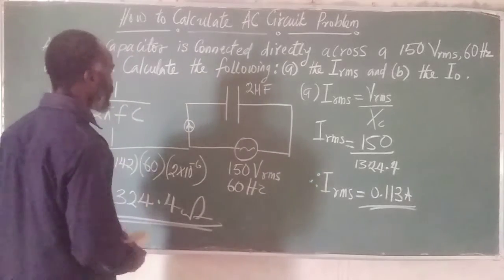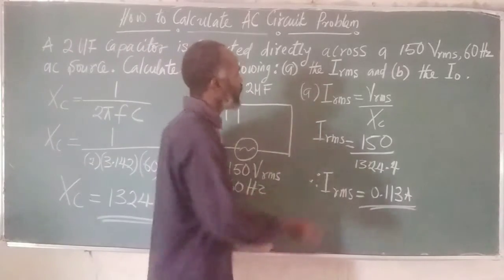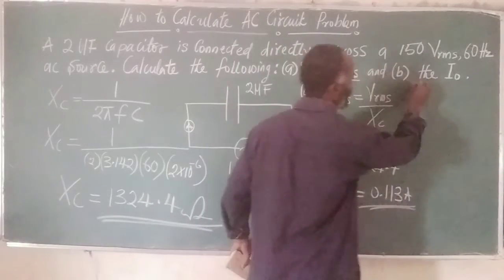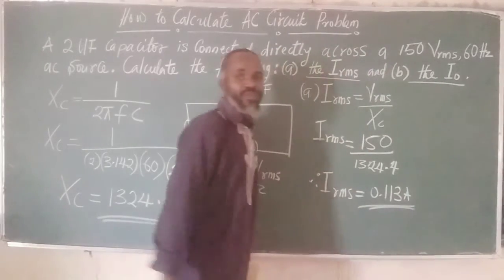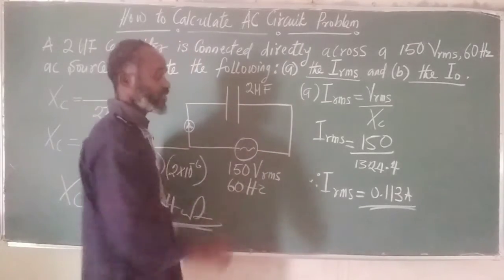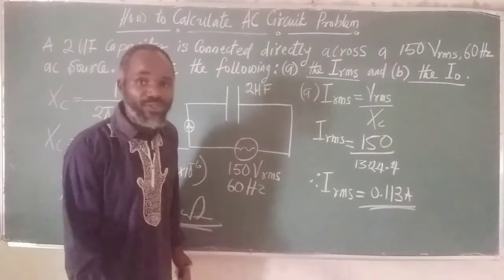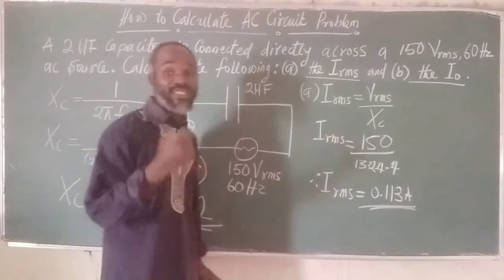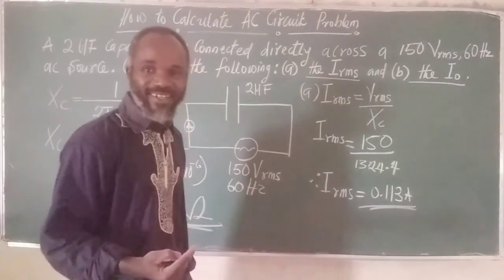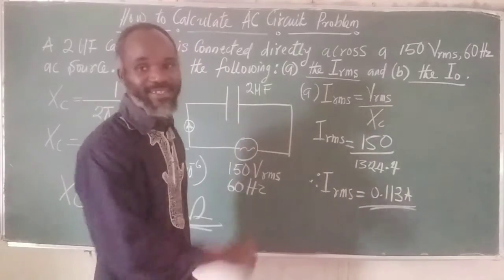The next thing we are going to look for, we have found the value of this. Take notes. We are now going to find the peak value of current flowing in the system. So what do we do at this point? We need to state the formula that will help us to find that.